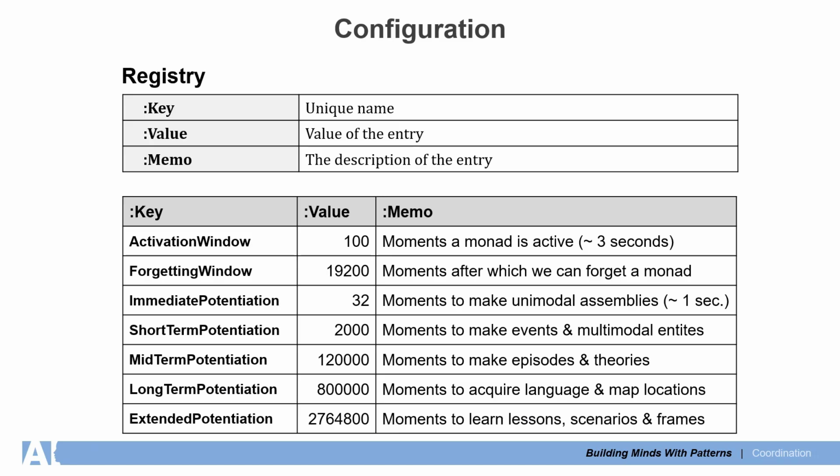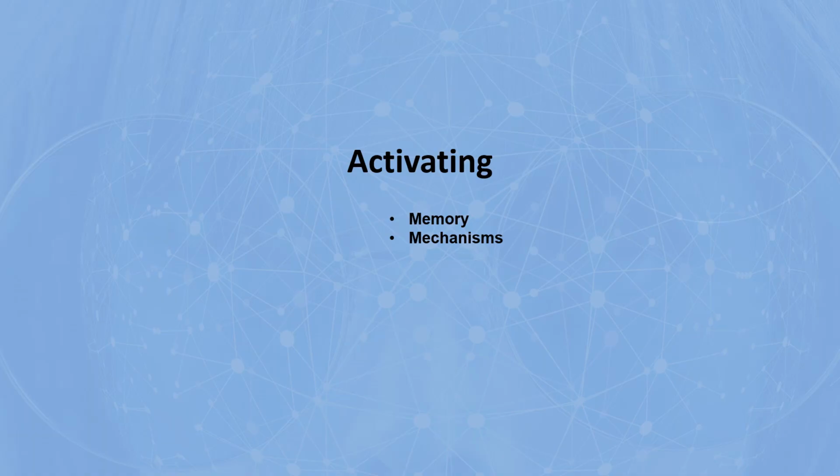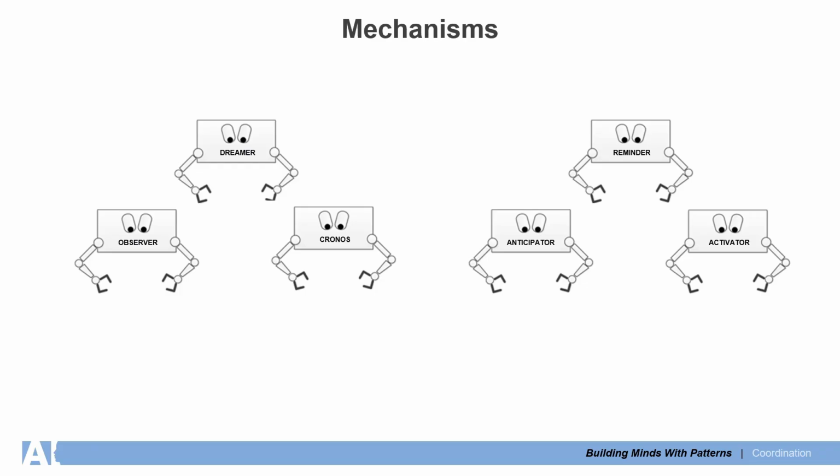The artificial mind also has a configuration, which is a registry of key values and description fields called memos. The activation window registry entry indicates how many moments a scheme should remain active. This is typically about 3 seconds. The immediate potentiation registry entry indicates how much time it takes to form unimodal assemblies. This is approximately 1 second. There are a number of activation mechanisms.